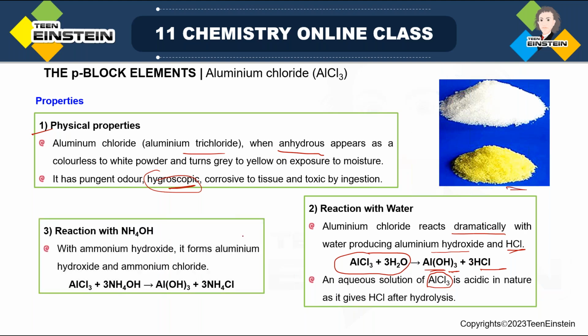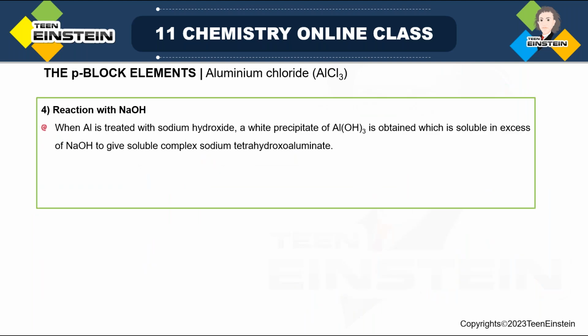Reaction with ammonium hydroxide, NH4OH. It forms aluminium hydroxide. So as if the anionic part is simply exchanged, AlCl3, now in place of Cl we have hydroxide ion, Al(OH)3, and ammonium chloride. The next reaction is AlCl3 with sodium hydroxide.